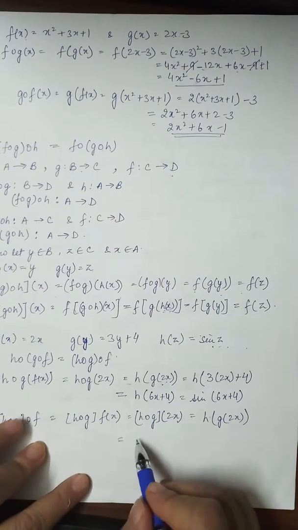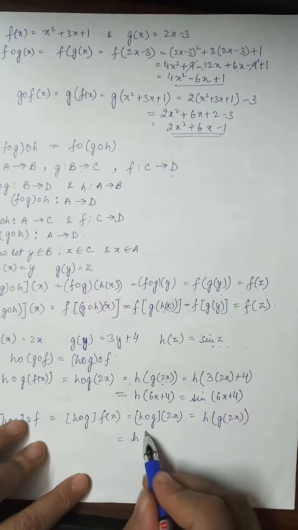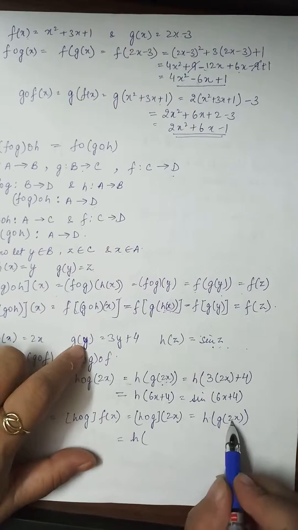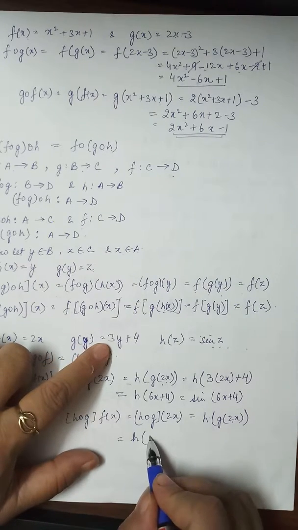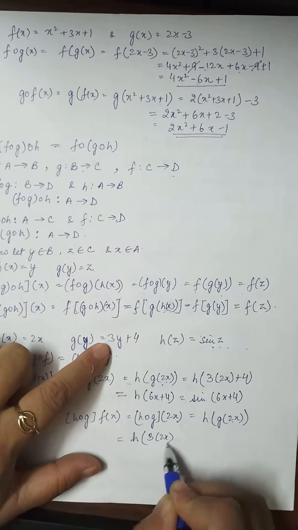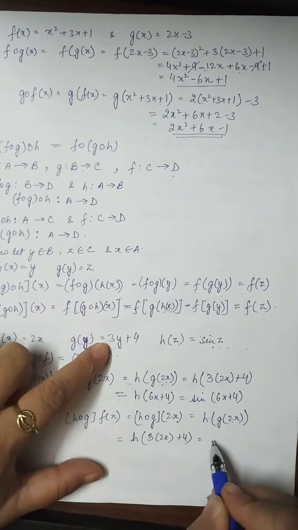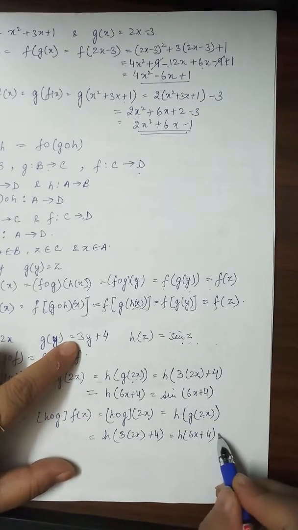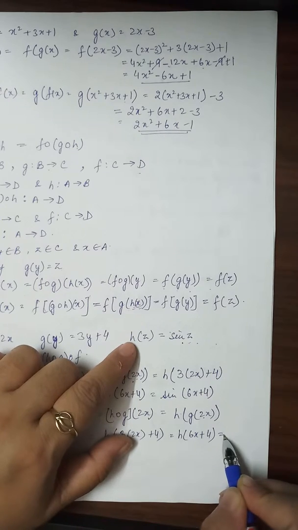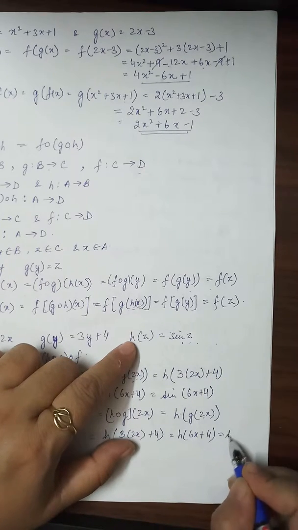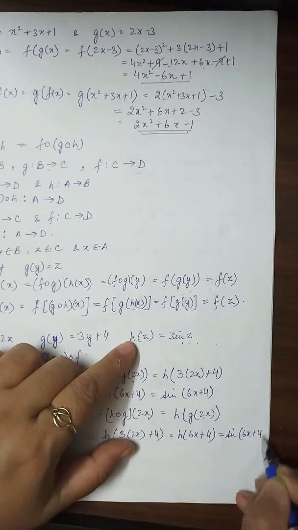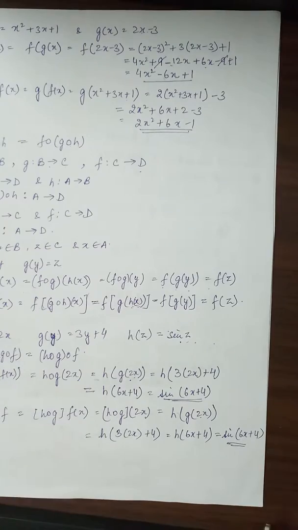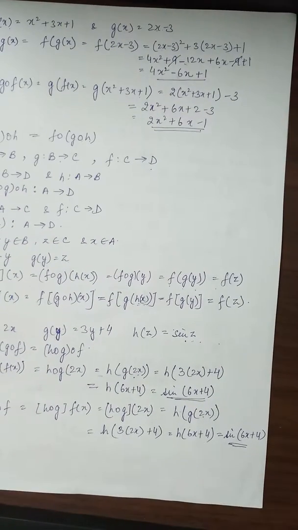Further, h of g of 2x, right? Again, what is g? The function of g is 3y plus 4. So in place of y, what are we going to write? 2x. So 3 into 2x plus 4, which is h of 6x plus 4. Now the function of h is sin z, so it will be sin of 6x plus 4. So your LHS is this and your RHS is this. They both are equal, so hence it is proved.